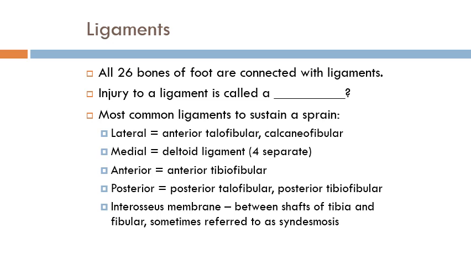On the anterior surface, you have the anterior tibiofibular ligament, and then on the posterior aspect, you have the posterior talofibular and the posterior tibiofibular. You also have a structure called the interosseous membrane, and that's the long soft tissue structure that sits between the shafts of the tibia and fibula. They also refer to that as the syndesmosis. It's kind of like a big broad ligament that spans the entire distance between those two bones. So these are all the different ligaments that we're going to be looking at.